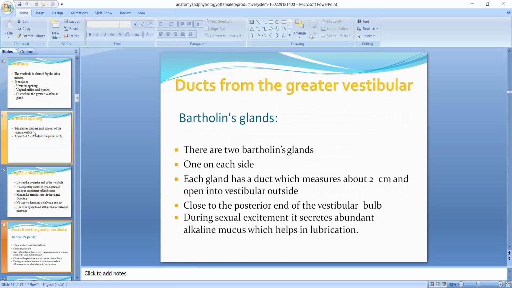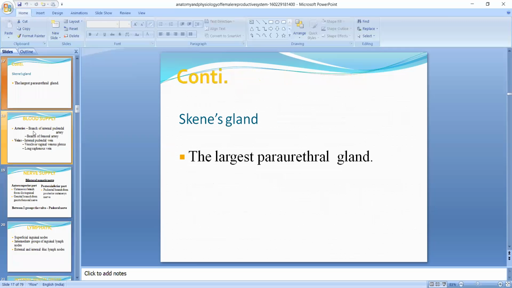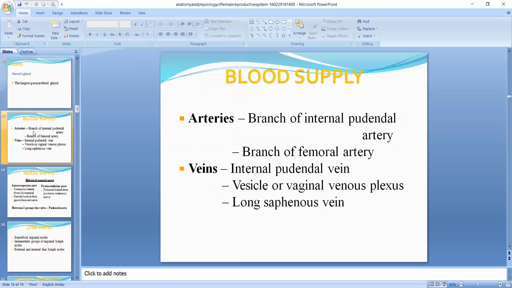Some glands are situated in the vulvar area, that is the Bartholin glands. There is one pair of Bartholin glands situated at either side of the vestibular bulb, and they excrete alkaline mucus, which helps in lubrication. Skene's glands are also similar glands. They also secrete some mucus that keeps the area lubricated.